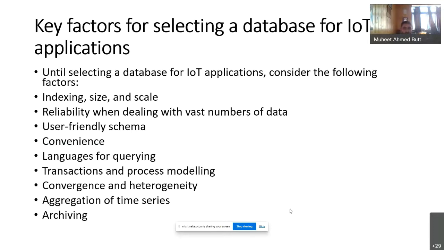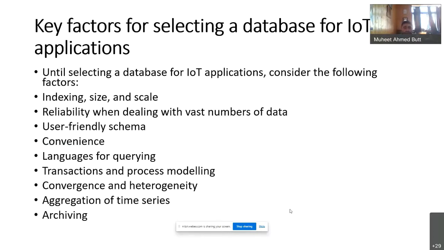That means the number one is indexing size and scale. That's very important. It means the database should be highly scalable. And normally we talk of two scales that we'll be discussing: one is called a horizontal scale and the other a vertical scale. And obviously there has to be reliability. It has to have a user-friendly schema and convenience of operating.